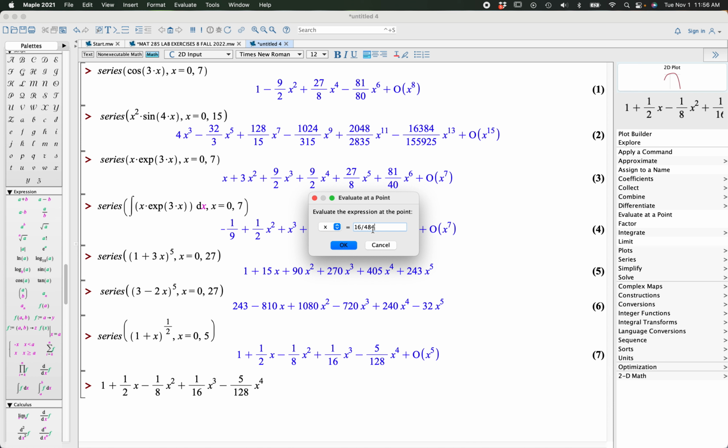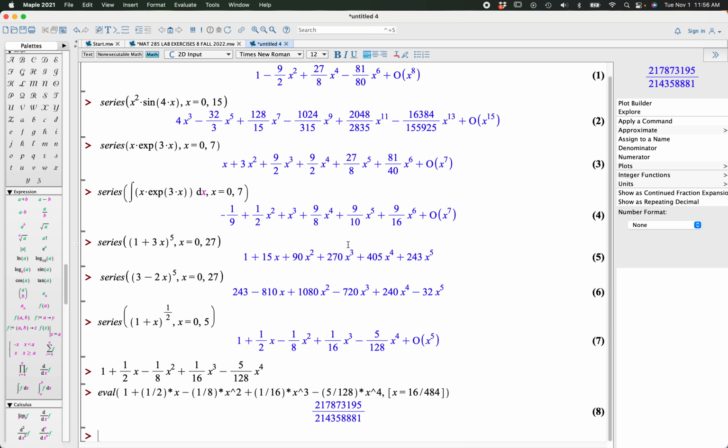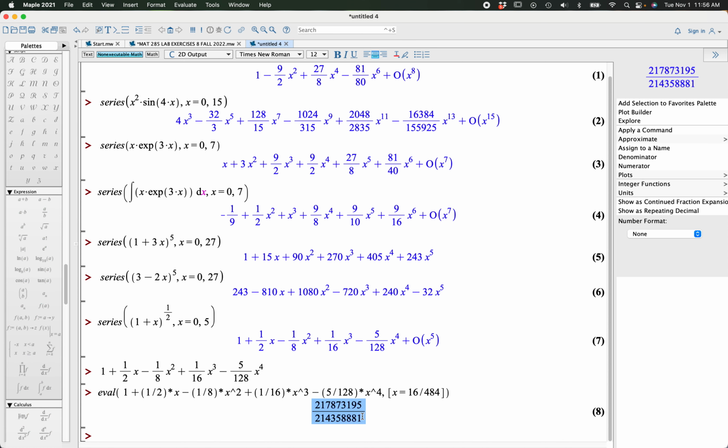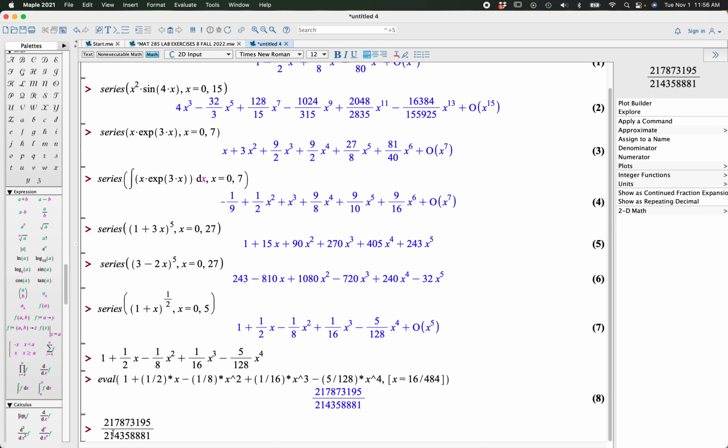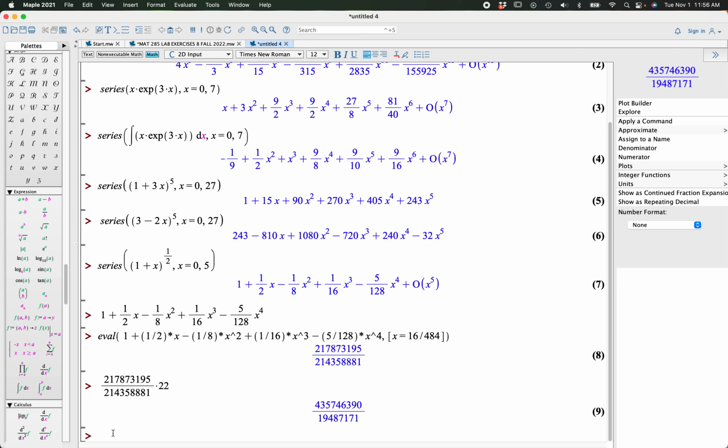Let's say that for 16 over 484, if I'm evaluating, this is the exact result. And if I take this number and I multiply by 22, carrying out to what we have up to x to the 4th, where x happens to be 16 over 484 or 4 over 121, this is our result in the case of approximating the square root of 500, and for what we have in terms of a decimal value.